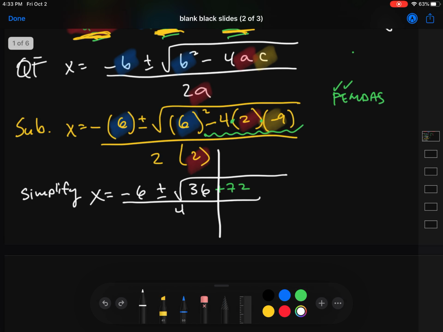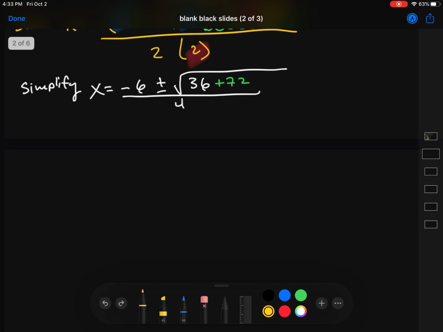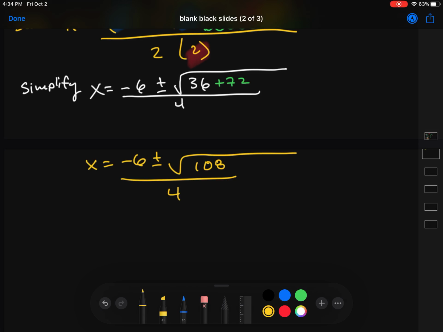Trying to go down to my next slide here. There we go. Okay, let's keep simplifying here. X equals negative 6 plus or minus the square root of 36 plus 72, which gives me 108, all over 4. Okay, let's do this problem here in red. How do I simplify the square root of 108?